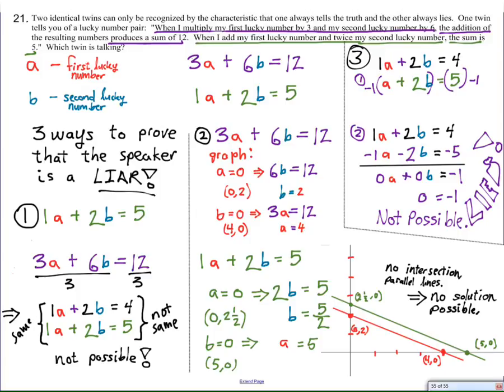So once again, the point is I could have determined this guy was a liar just from looking at these equations. I could tell that they're going to be parallel lines. I can tell that this isn't possible. But if I wanted to make a case, if I was a lawyer, for example, I would present evidence number 1, evidence number 2, and evidence number 3 that this person is most certainly a liar.